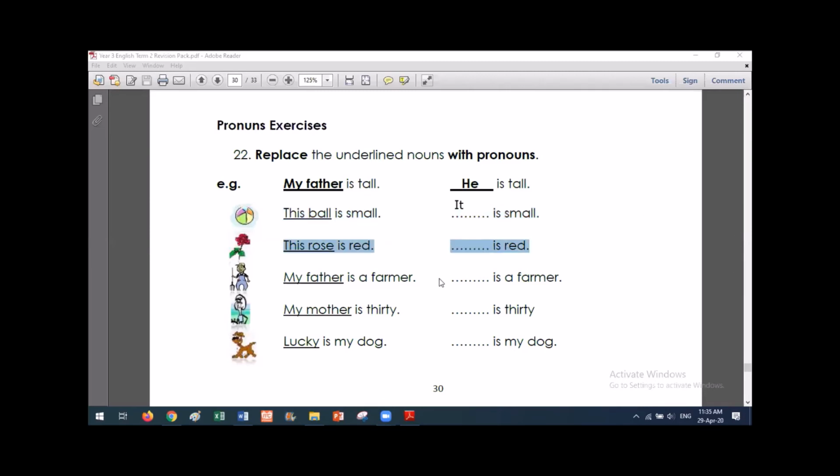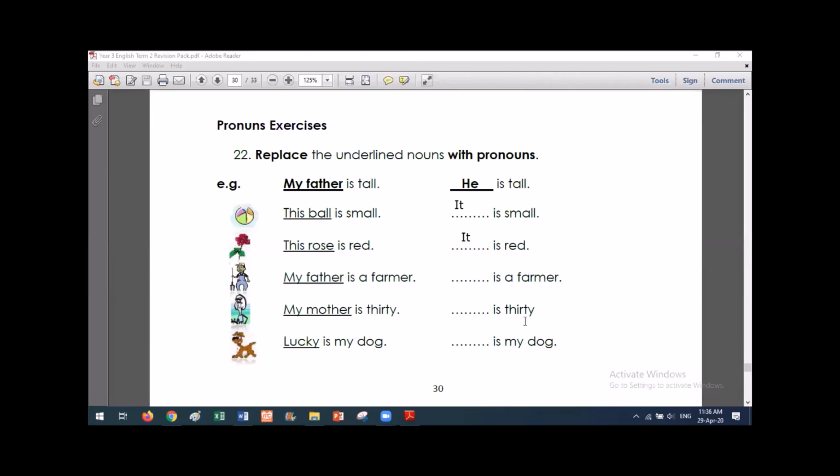Farida, hello. Can you read the sentences for me, please, and write the correct pronoun in the second sentence? The rose is red. And the correct pronoun? It is red. Good. Excellent. So it is red because it is a thing. It is not a person, right? So that's why we need to make sure that we're using it.